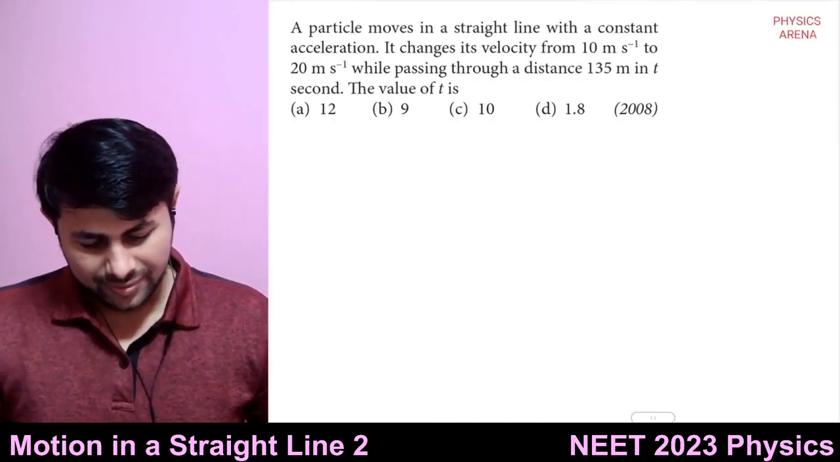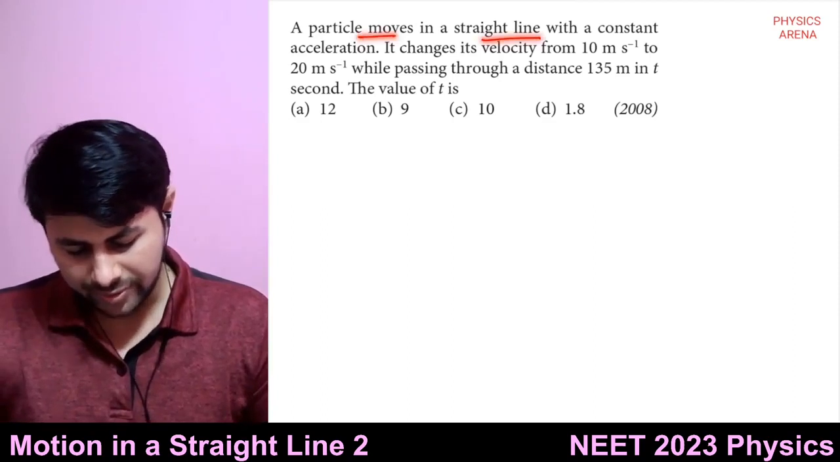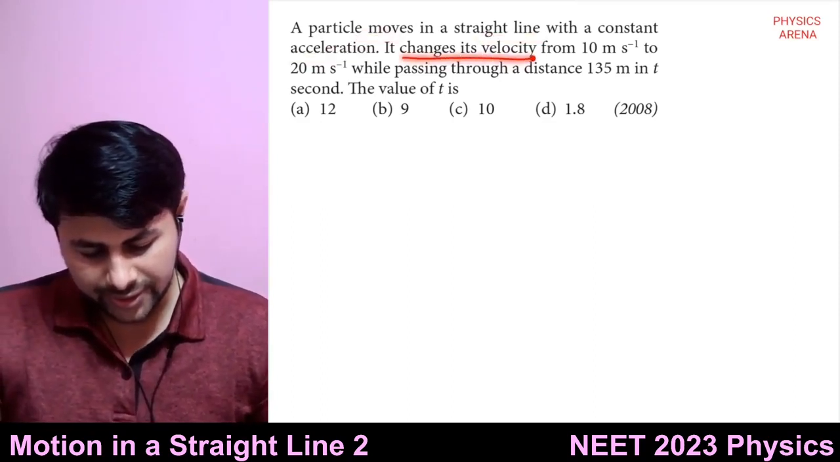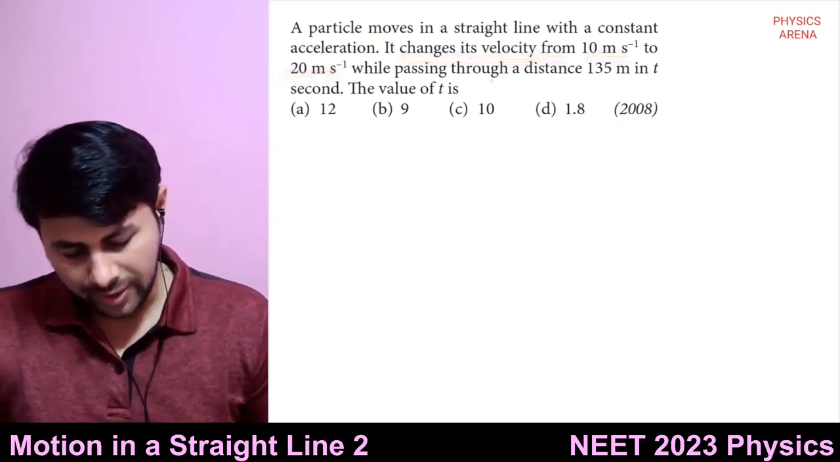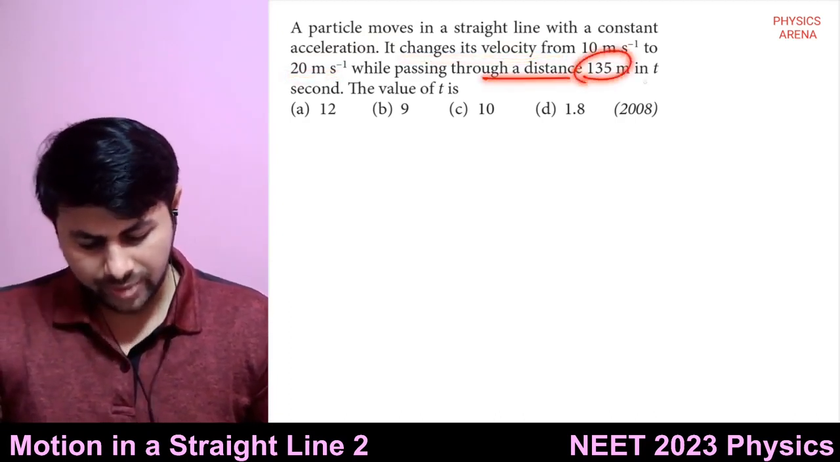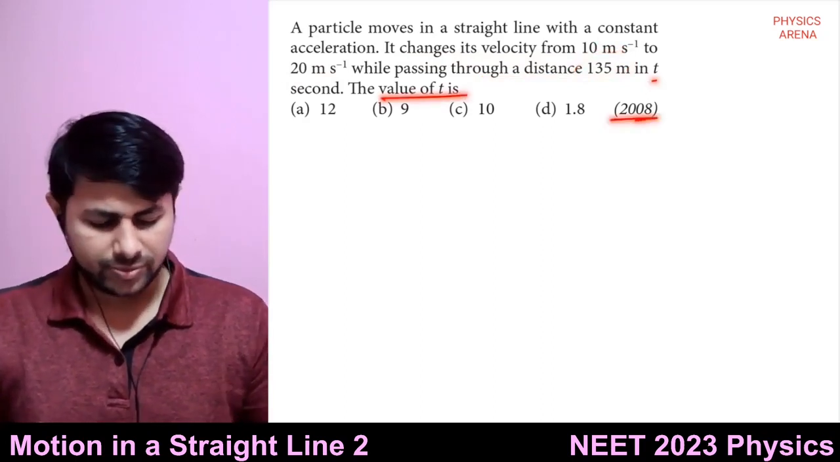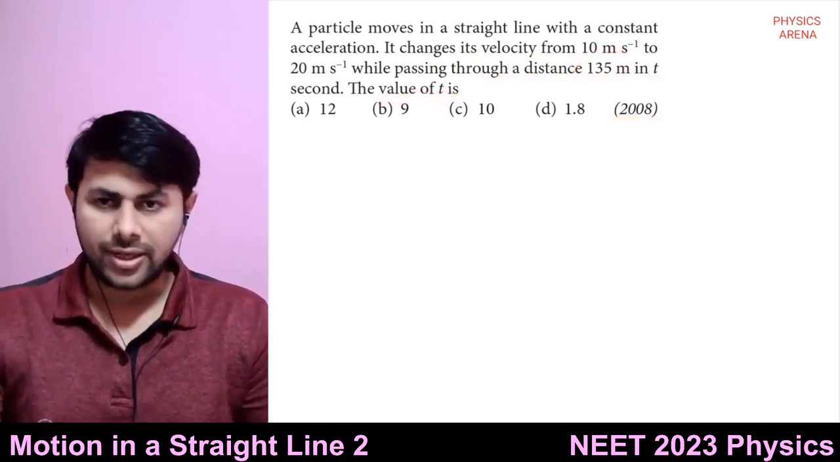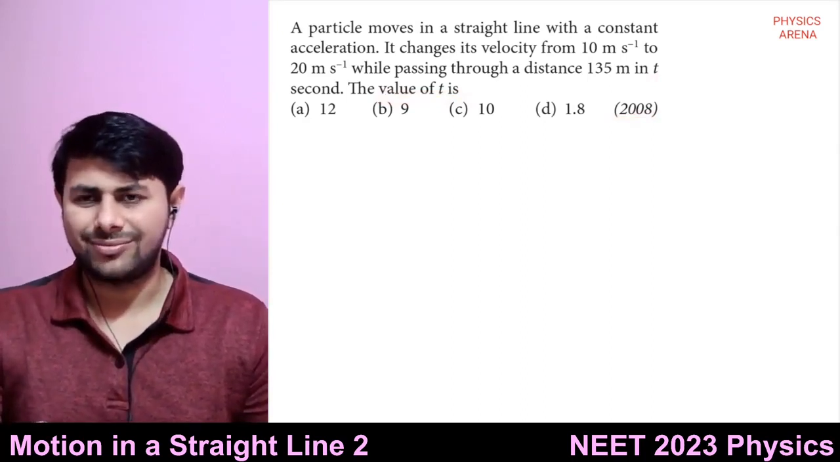Okay, let's see the next question. A particle moves in a straight line with a constant acceleration. It changes its velocity from 10 meters per second to 20 meters per second while passing through a distance of 135 meters in t seconds. The value of t is. This is from NEET 2008, and a very simple question. You tell me how to solve.